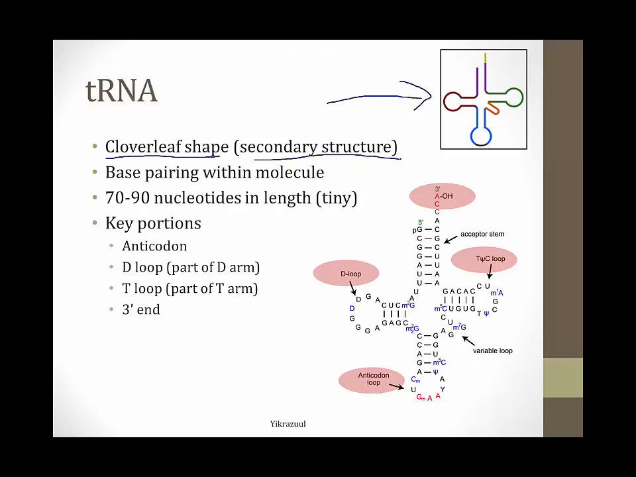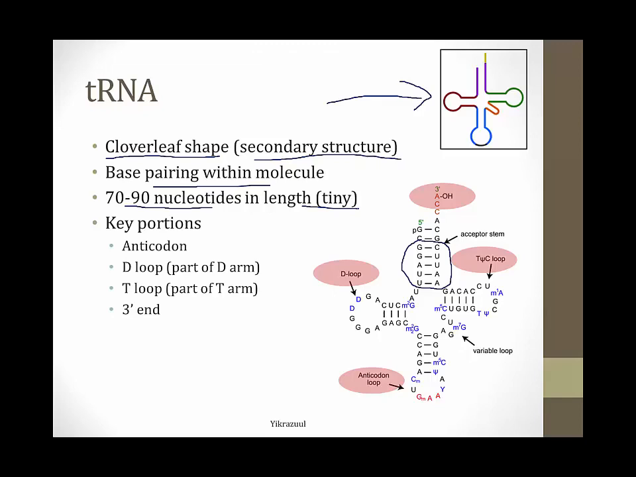The reason it forms the cloverleaf shape is because of base pairing within the molecule. If you look at this picture at the bottom right side of the screen, bases are pairing with each other within the cloverleaf molecule. This is very unusual. Usually bases pair with another molecule, such as DNA pairing with RNA, but in this case, tRNA is pairing with itself. tRNA is a short molecule. It's only about 70 to 90 nucleotides in length. This is very tiny relative to many other nucleic acids found in the body.